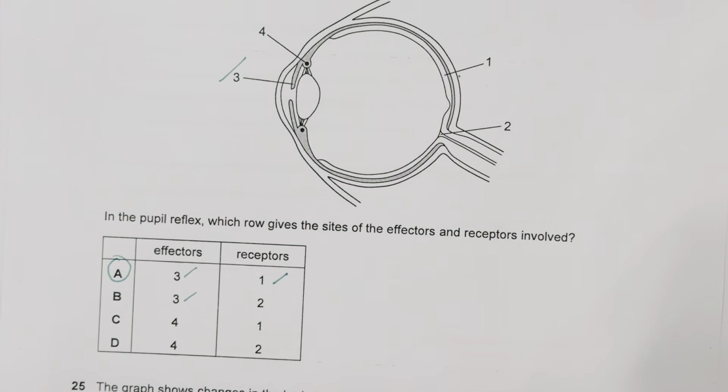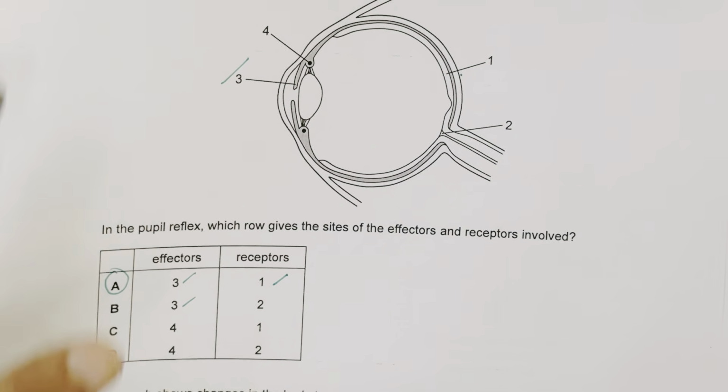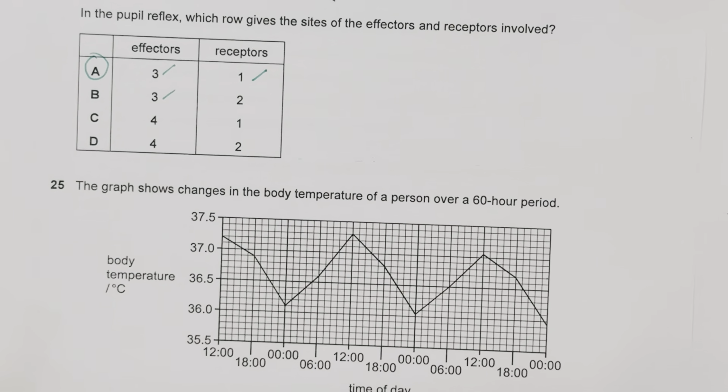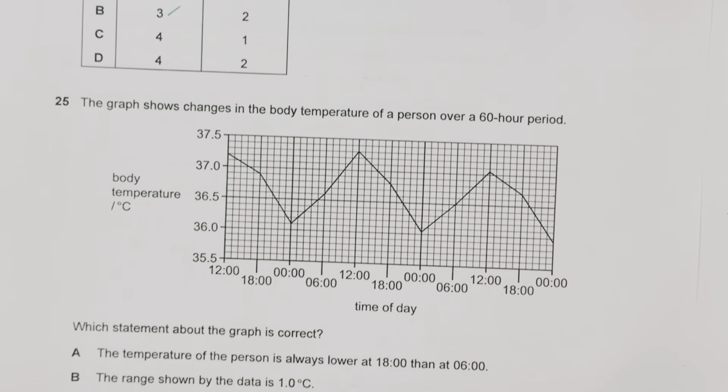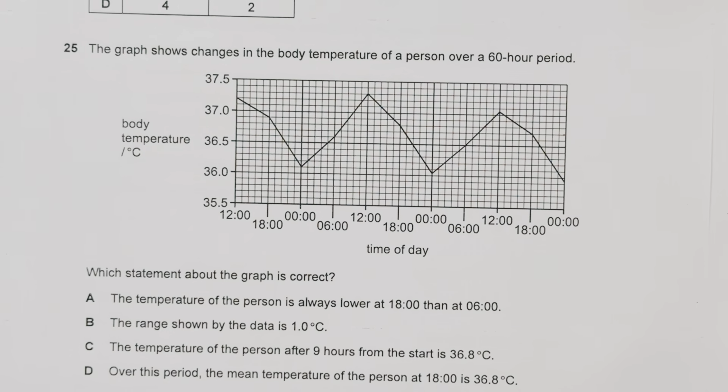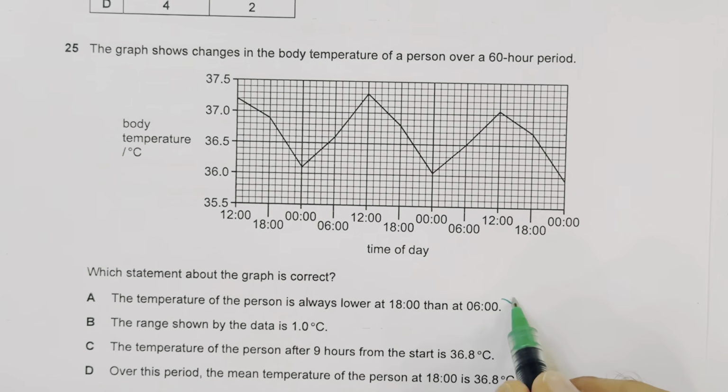Moving to question number 25. Okay, now you can read the question completely. The graph shows the changes in the body temperature of a person over a 60-hour period. Okay, which statement about the graph is correct? The temperature of the person is always lower between 18 than at 6. So this is not always the case. So this is wrong option.